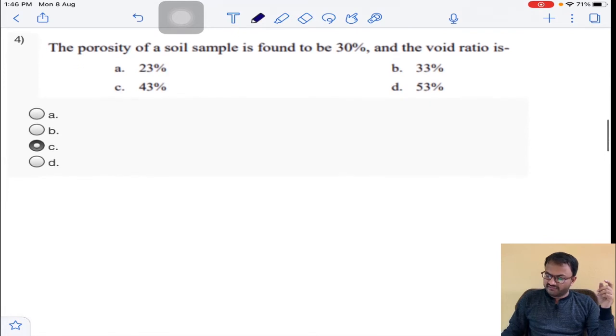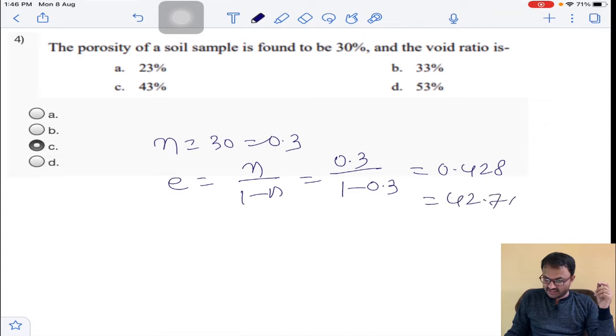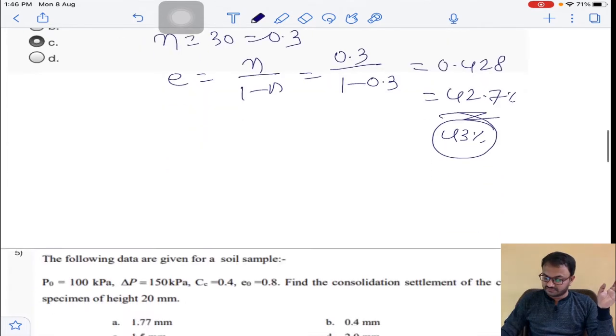Okay, and a very simple direct question. The porosity n is equal to 30%, that is 0.3. What is the value of e? We have a direct relation between e and n. So e is equal to n by 1 minus n. What is n? It is 0.3. So 0.3 by 1 minus 0.3 will give you 0.428, that is 42.7%, approximately 43%. Answer is C for question number 4.